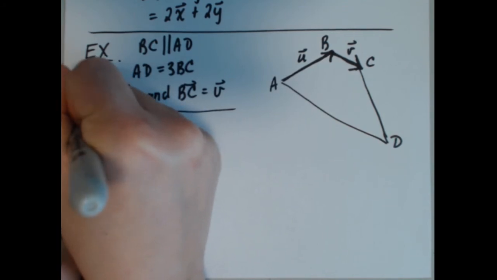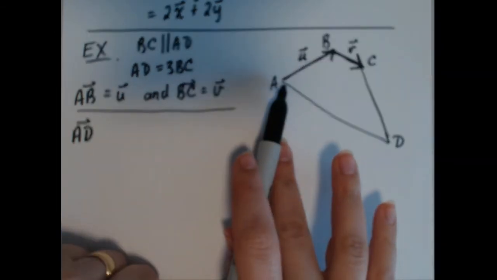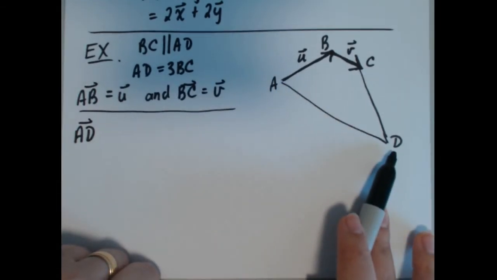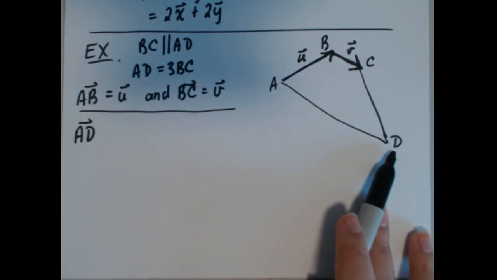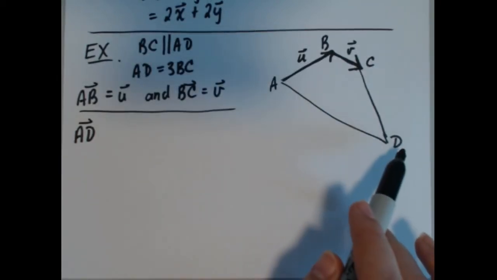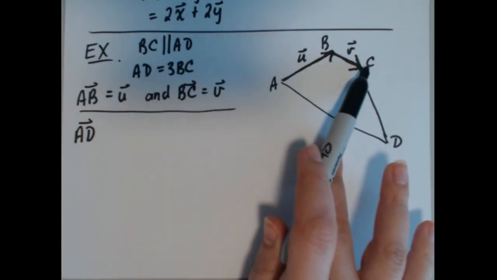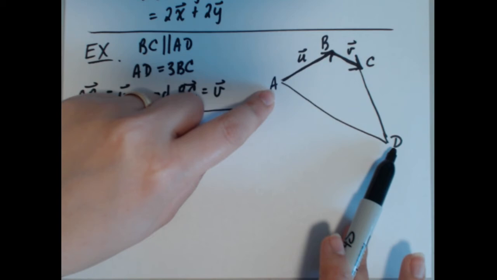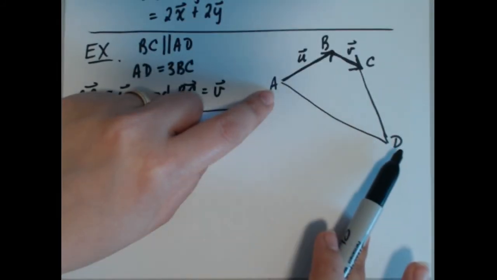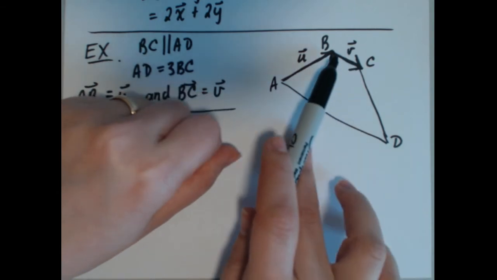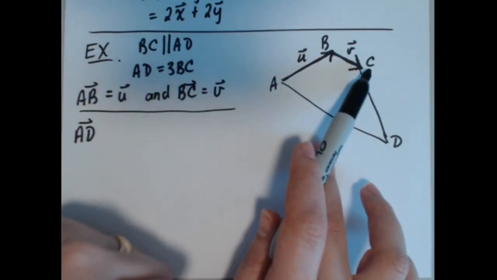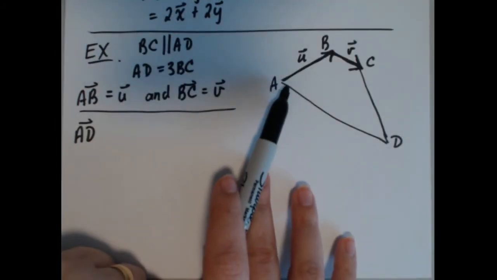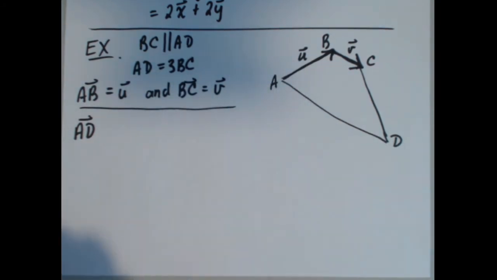So I'm going to start off with AD. So AD is the vector starting at A and culminating at D. So I have to go from here all the way here. So how do I do that? Well, I already know a vector that's in the same direction as AD. That's this one right here from B to C, and that's called V. Since this line BC is parallel to this line AD, that tells me that a vector going from A to D is going in the same direction as a vector that goes from B to C. And the vector that goes from B to C is V. And since this is 3 times as long, therefore I need 3 V's to go from A to D.